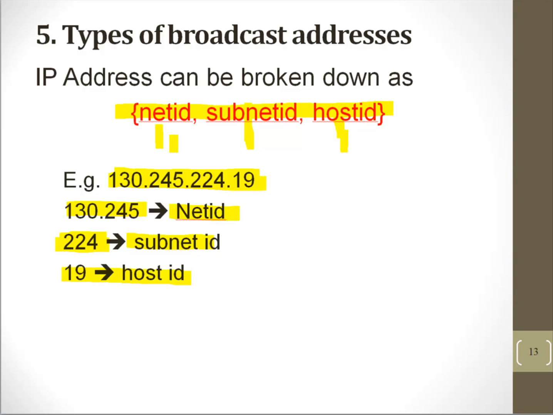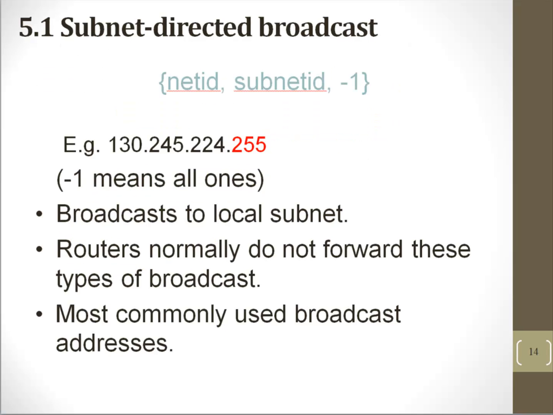So based on this, now we are going for the types of broadcasting addresses. If you see the first type, which is the subnet directed broadcast. I'm taking the network ID, then we have the subnet ID, then the host part, I'm going to make everything 1. If you make all ones, that means I'm converting everything into ones, binary value. So that is going to be the subnet directed broadcast. You can see an example here.